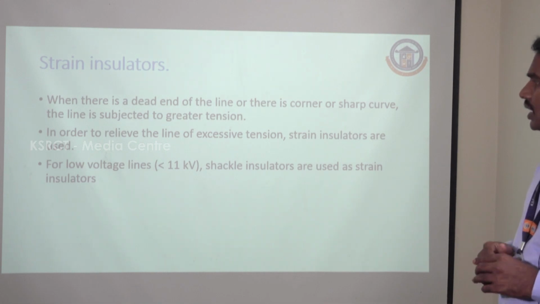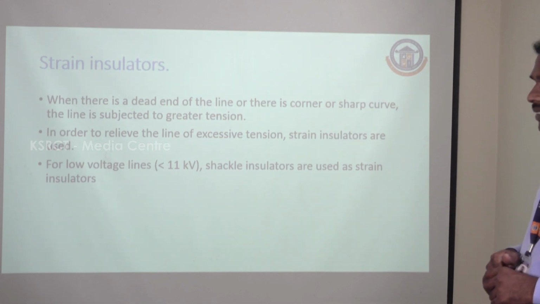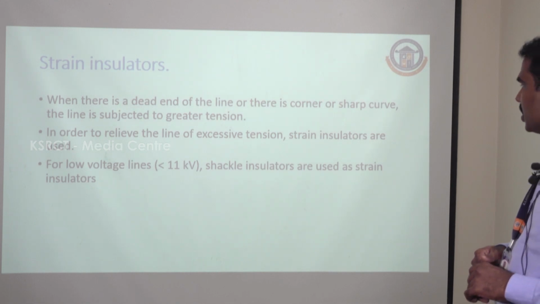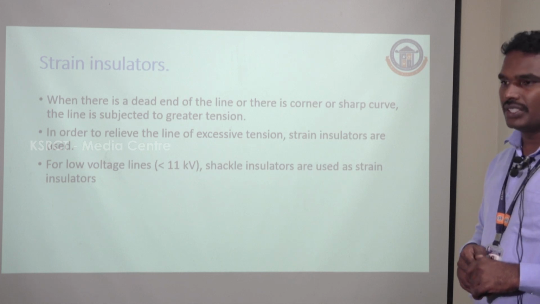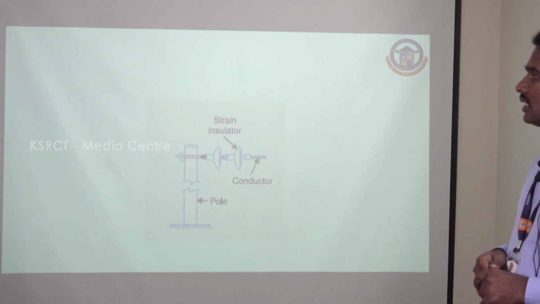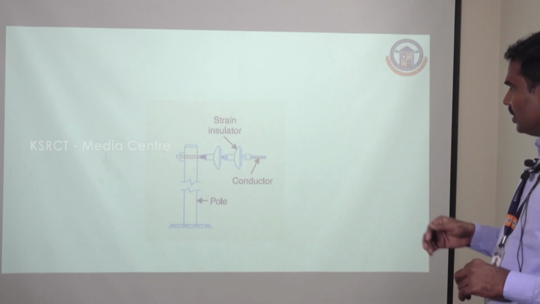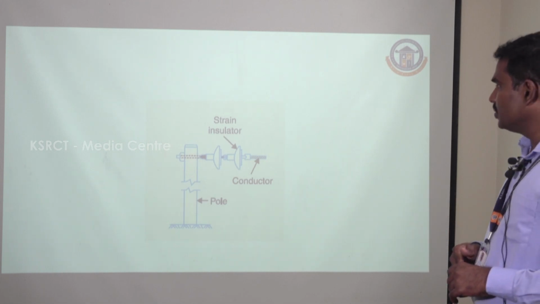So strain insulators are used. The voltage range is less than 11 kilovolt, then shackle insulators are used as strain insulators. So another name for strain insulator is shackle. Okay, so this is the actual structure of your strain insulators.